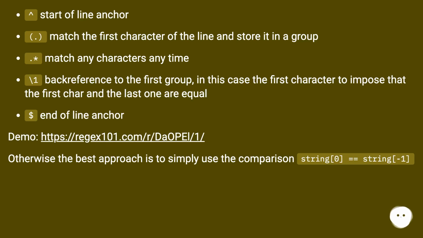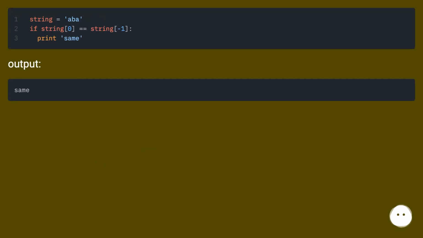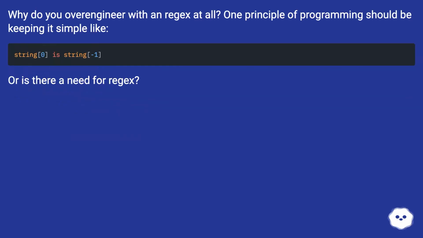Otherwise the best approach is to simply use the comparison string[0] == string[-1]. Output. Why do you over-engineer with regex at all? One principle of programming should be keeping it simple, like this. Or is there a need for regex?